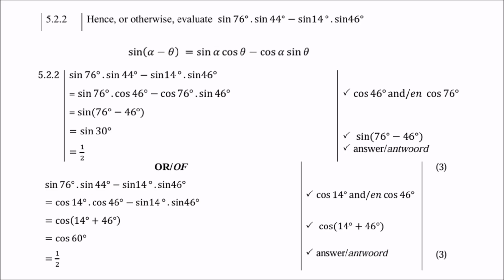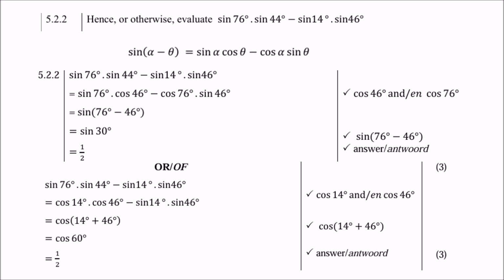So we're going to use that to guide us. So let's do that. So sine 76 times sine of 44 minus sine 14 times sine 46. So what I'm going to do is I'm going to leave sine 76 as is and then change sine 44 to the cos of 46. Now, where is it coming from? Well, sine of 44 is the cos of 90 minus 44, which gives you the cos of 46. Do the same with the sine of 14. Replace sine with cos by subtracting 14 from 90, and you get cos of 76. Sine of 46 can remain like that.